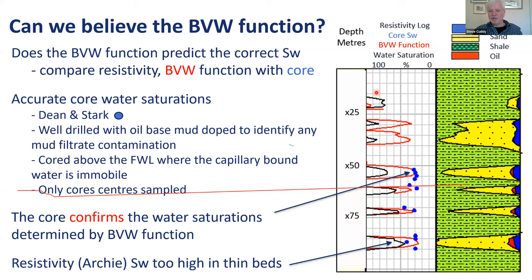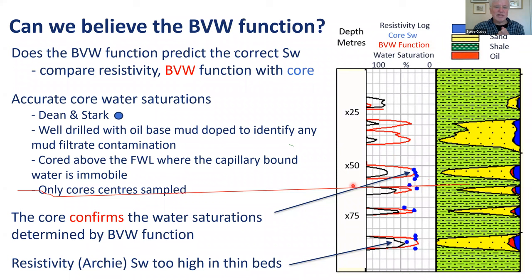Now, this is a very difficult bit of reservoir because we've got very thin beds. So the resistivity log is adversely affected by the bed boundaries, the conductive shales on either side. So it is depressed. So the resistivity log is incorrect and is reading too high water saturation. And we know this is correct because the BVW function is matching the core data.